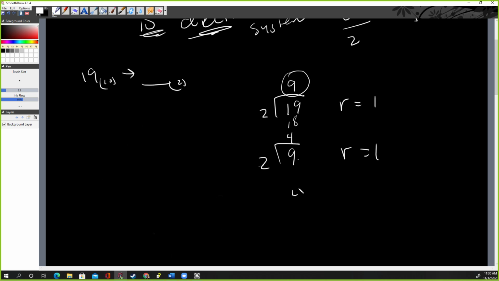Now take the 4 and divide. How many times does 2 fit in there? 2 times. And is there a remainder? No. No remainder. And then we take this answer, right? We keep moving down and we take the 2 and go, how many times does it fit in there? 1. Is there a remainder?